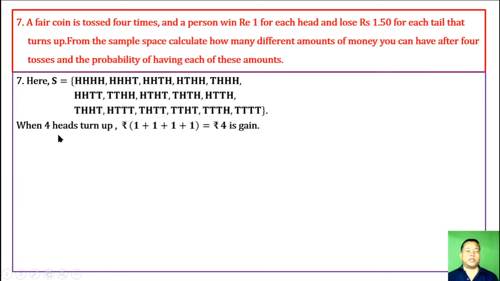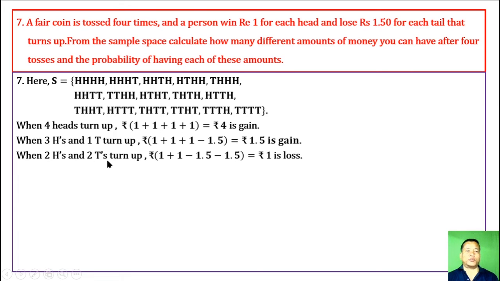When 4 heads turn up, we get rupees 1 four times, so rupees 4 is gain. When 3 heads turn up and 1 tail turns up, we get rupees 1.5 is gain.